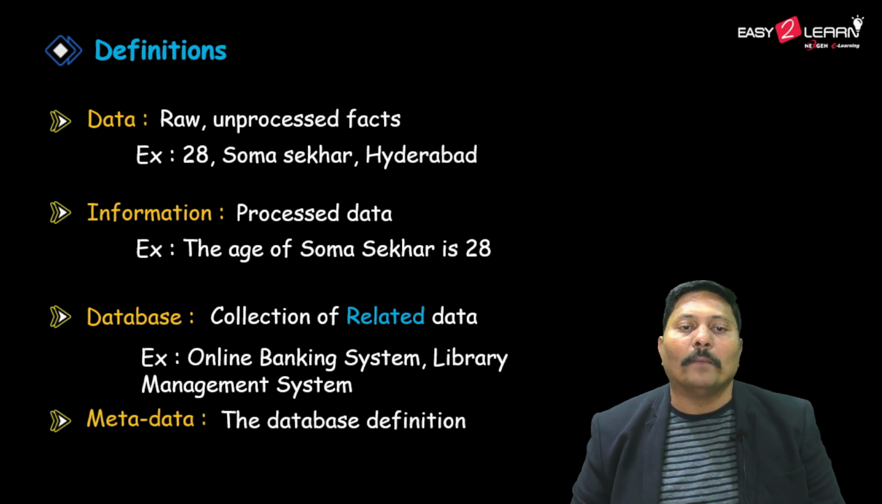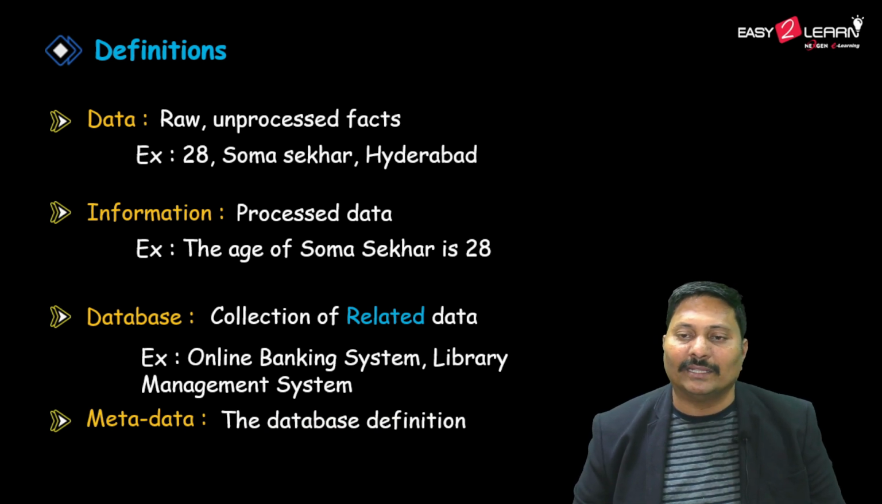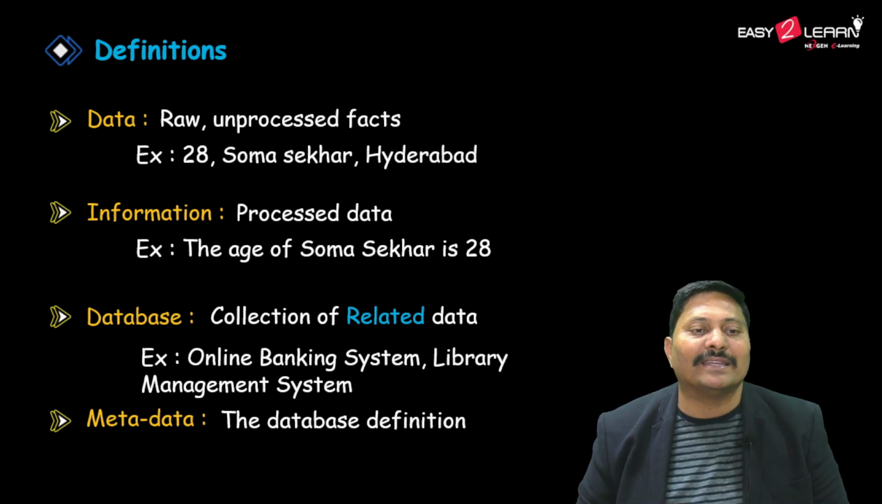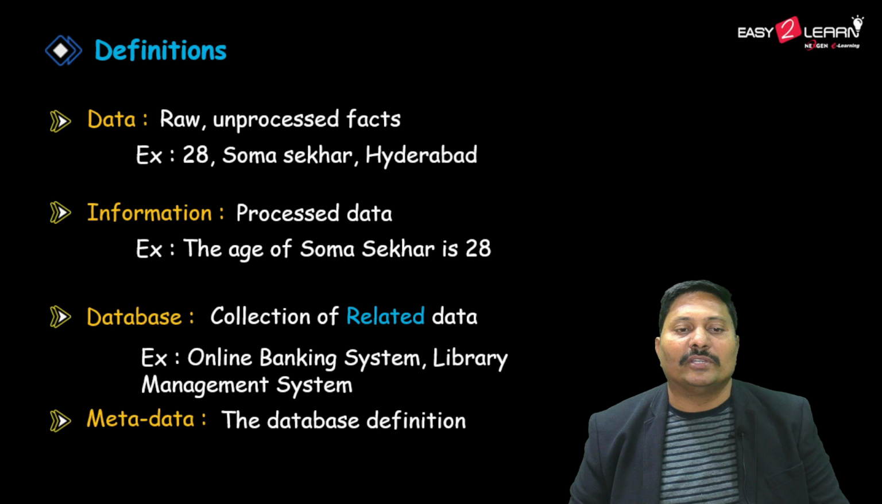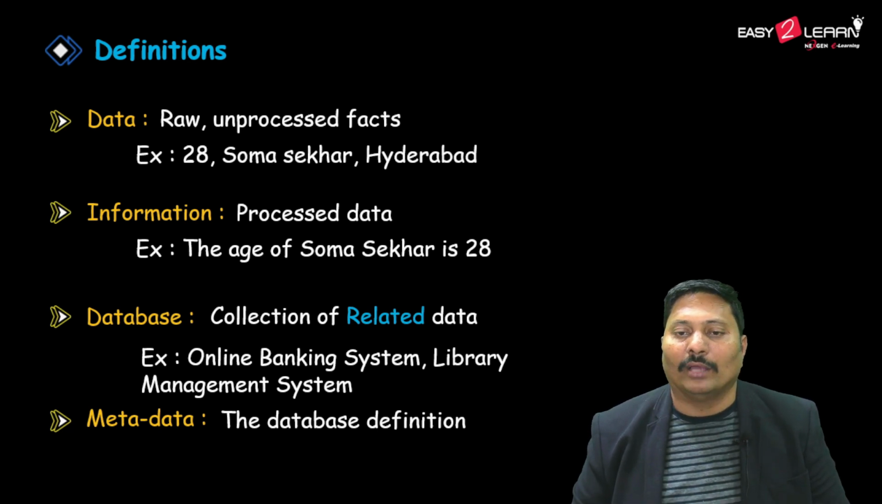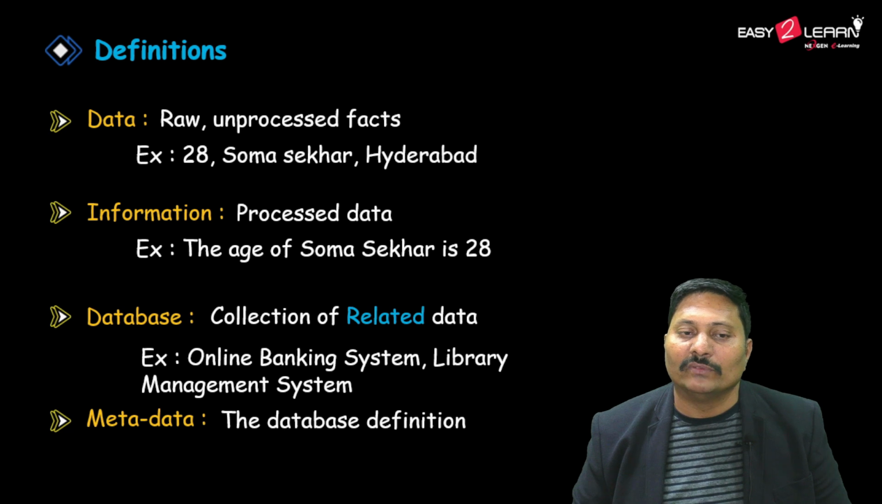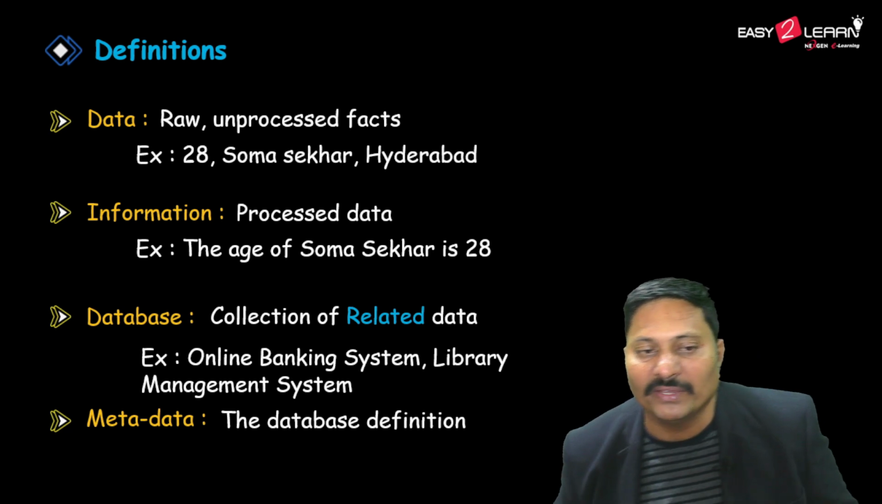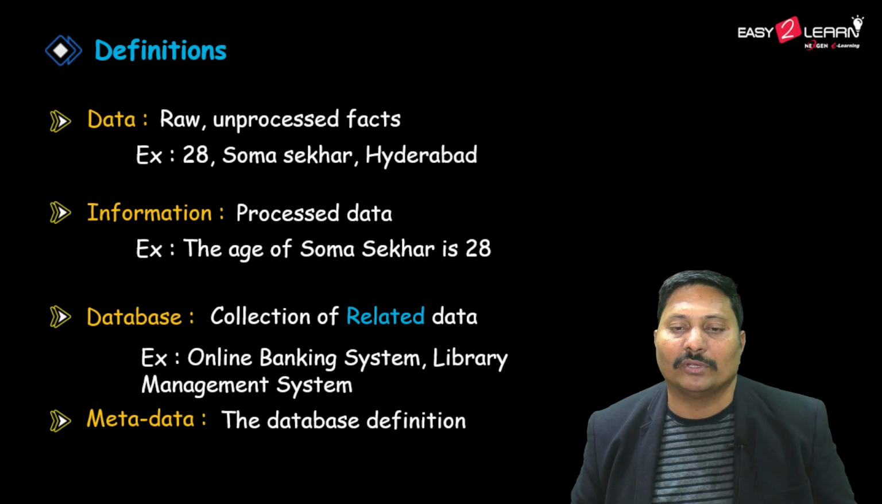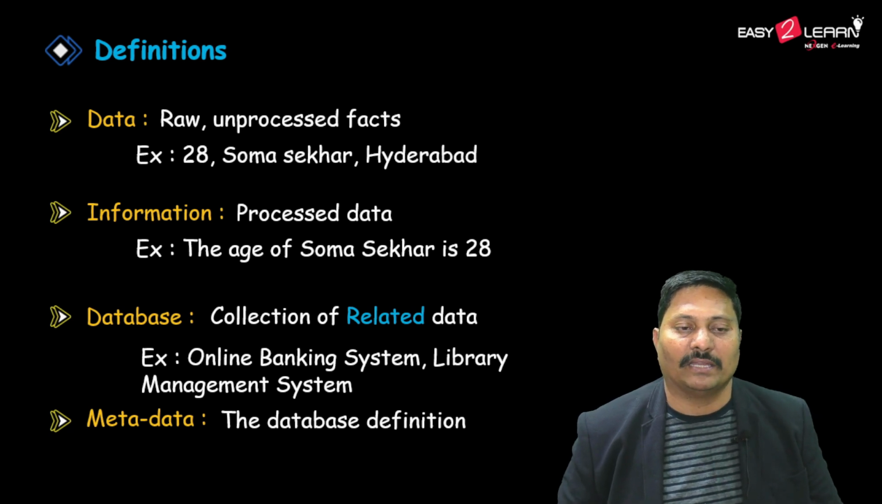The next one is metadata. Metadata is nothing but the database definition, or in other words, I can say it is the complete description of a database. It defines the database information like storage format, the data types of the data that we are going to store in the database, or the constraints on the data. All this information is called metadata.